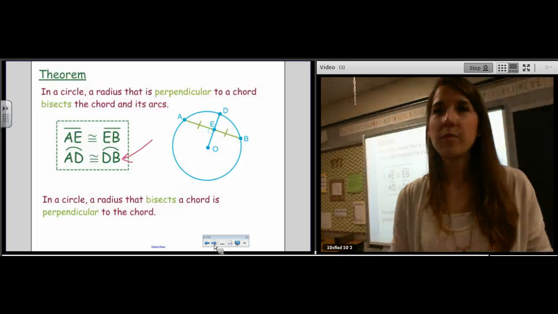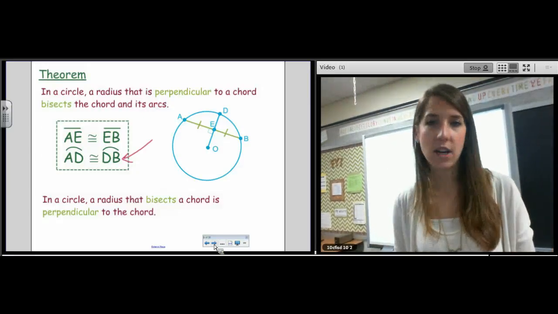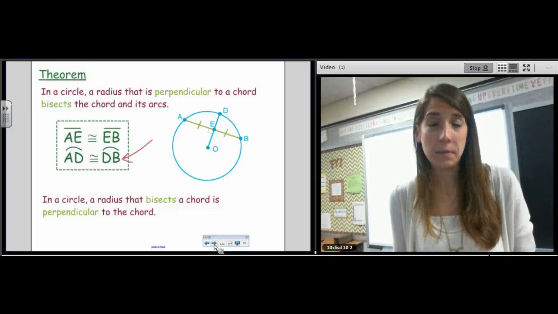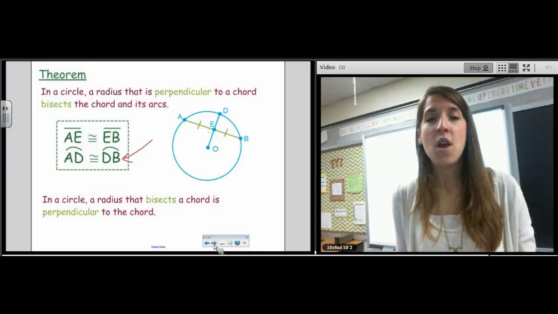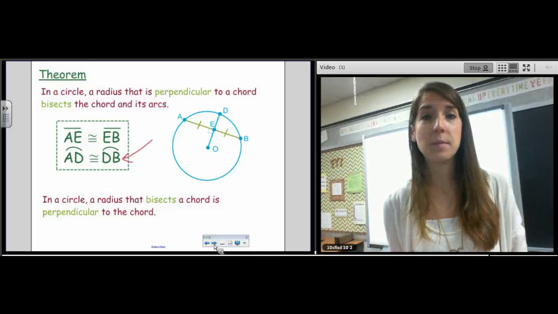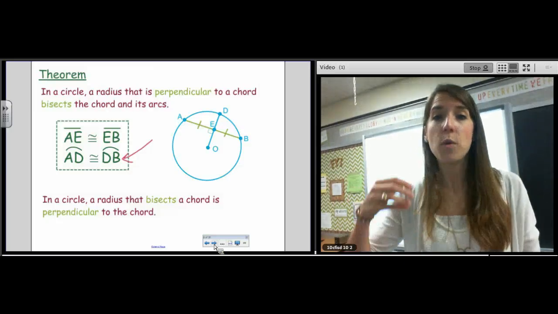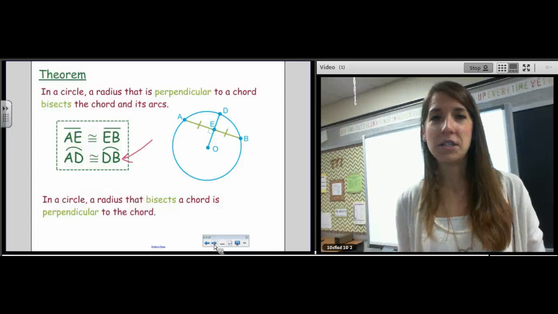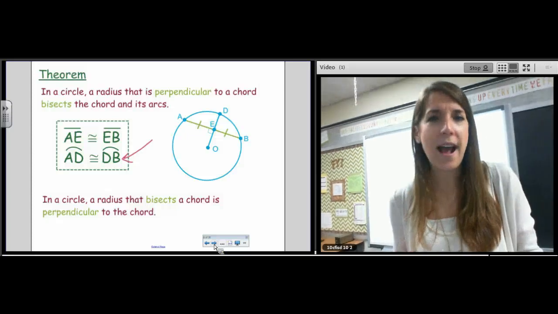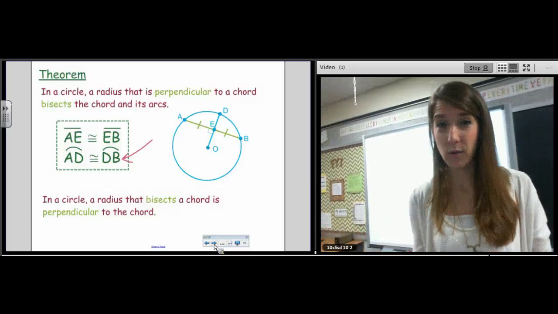So these theorems, they make sense to us. They're not confusing theorems, and you almost sometimes think that they're common sense. But the thing is that we're going to collect quite a few of these theorems, and you have to keep them in your back pocket and remember to use them when you're solving a circle. So it's not the fact that this is a tough theorem to grasp. It's the fact of remembering to use it when the situation calls for it.